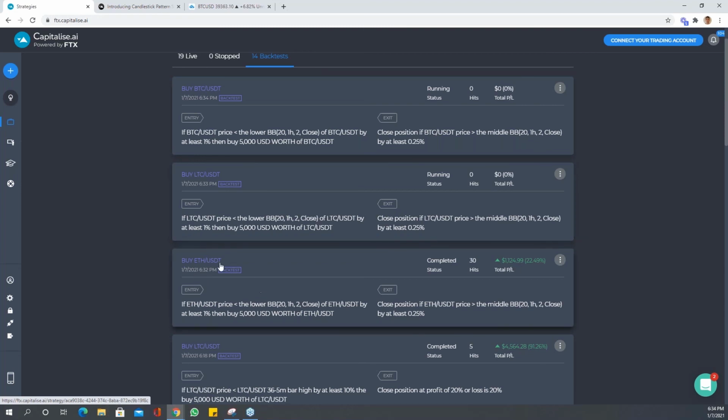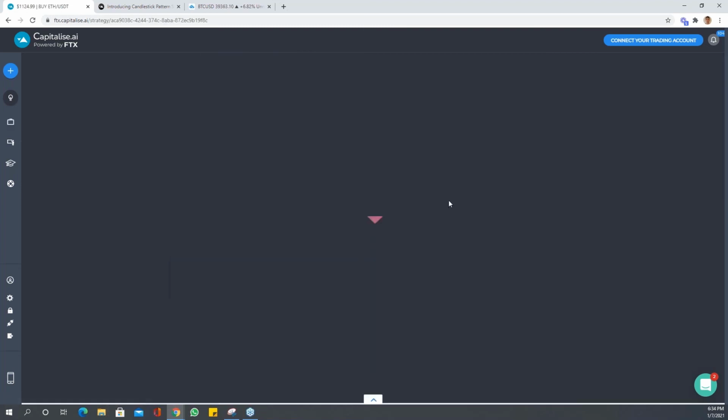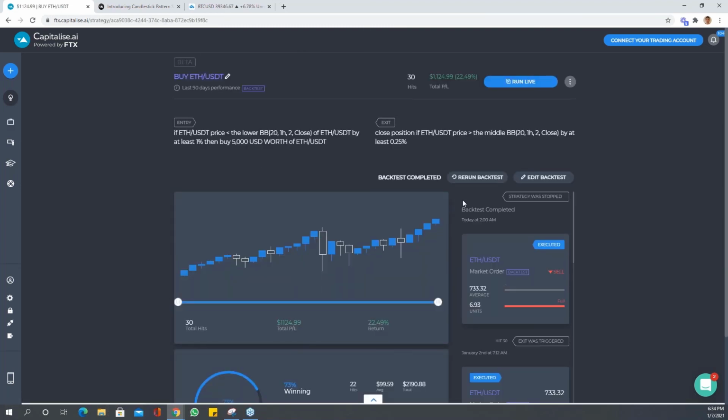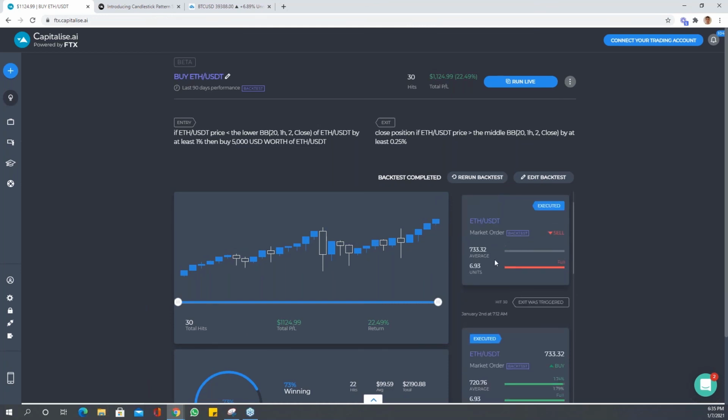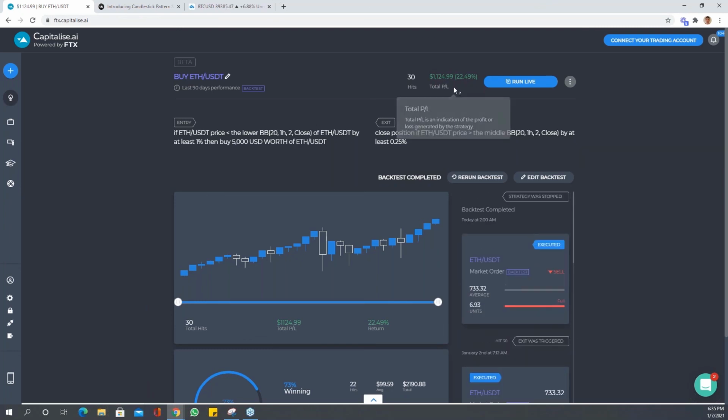So you can see here on ETH USDT, our strategy has 30 hits. You can see each hit. You can also find the time, so if you want to compare it on a chart, you'll have the time, the execution price and the units. And you can see here, we have 30 hits at 22.49.